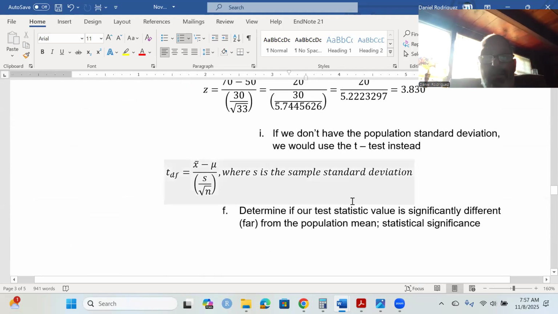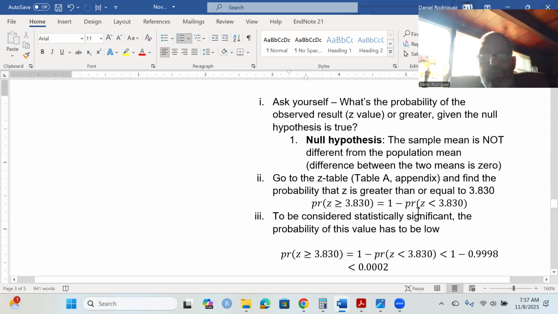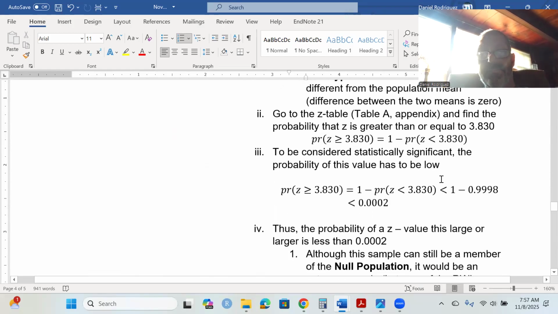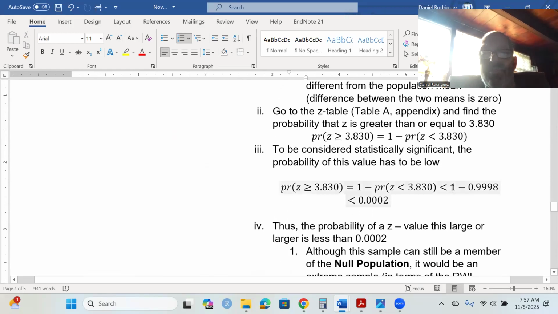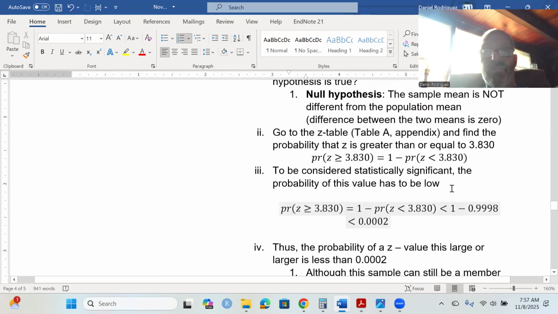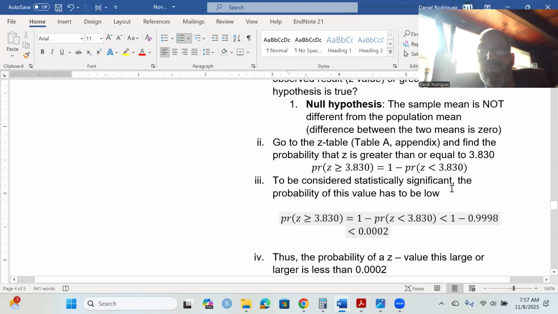All right, so where are we? We did this. One of the things we want to know is, we need a p-value. We have our alpha. We know our critical value is 1.645. We have our z-value, 3.830. We need what's called a p-value.